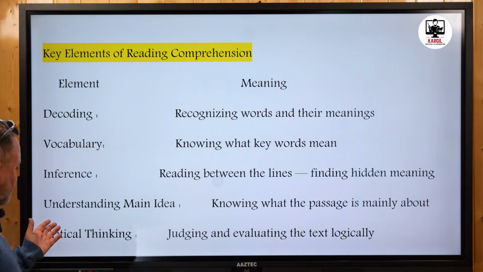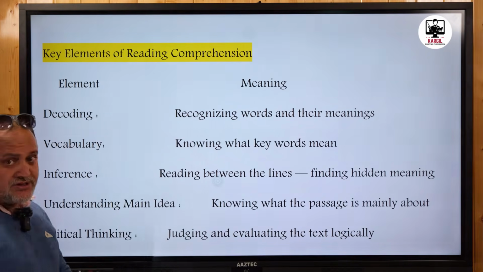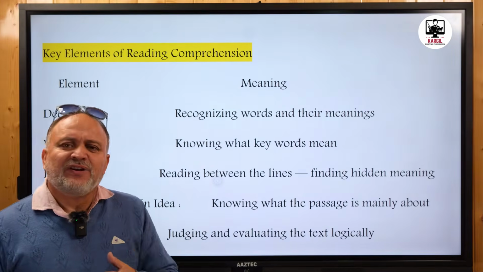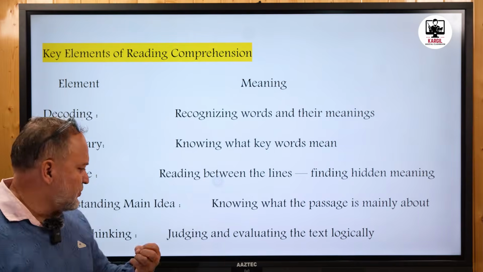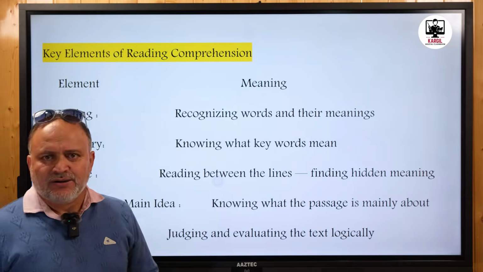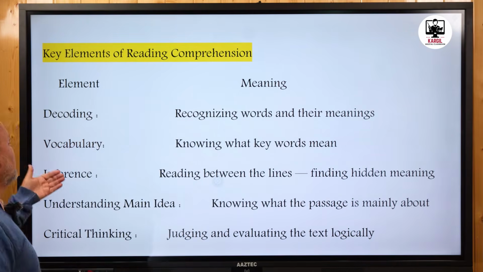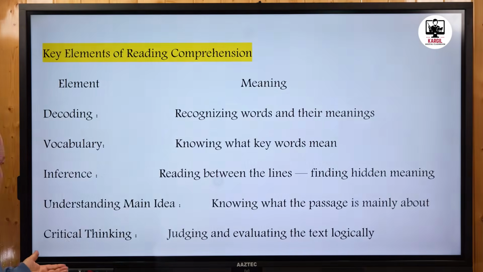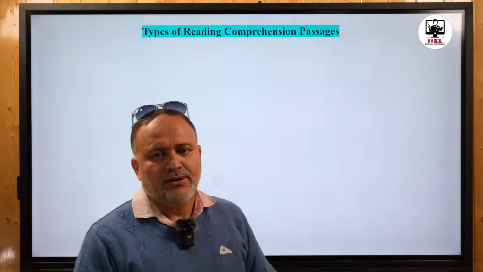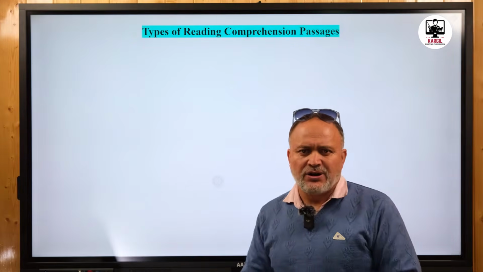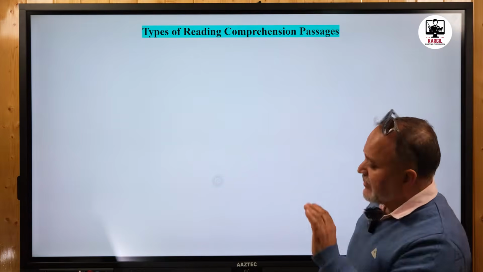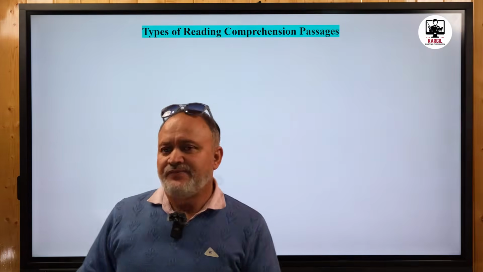And then critical thinking. This is important. If you have grasped the content, it will force you to judge and evaluate the text logically. So these are the key elements of reading comprehension. Dear students, due to lack of time, I think we will not discuss more. I will give you just 2 examples of reading comprehension passages.